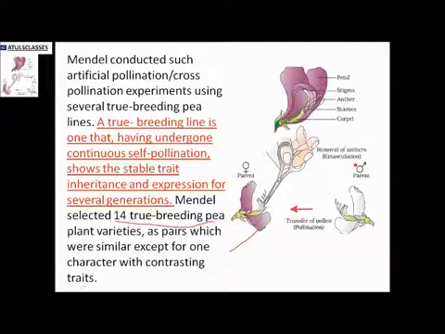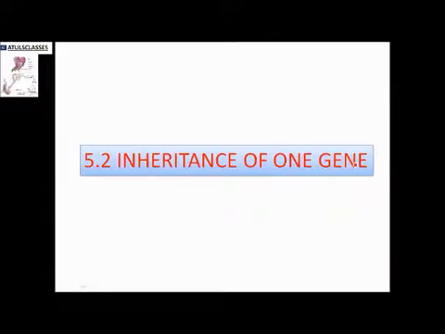These varieties are used because he was going to study the exact transfer of traits in his hybridization experiments. His studies are also called inheritance of one gene, or monohybrid cross. He also studied the inheritance of two genes, but in this part we'll go through the inheritance of one gene.